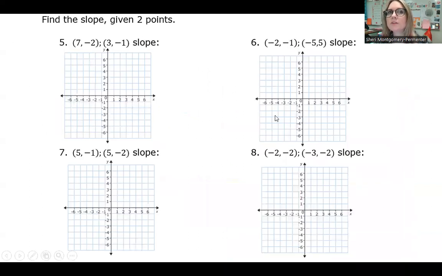So for the bottom, we are finding the slope given 2 points. So the ones that we're gonna do together are 7 and 8. But we're gonna change a few things. For question 7, we're gonna make that a -5 at the beginning. And for question 8, we're gonna make the second point, we're gonna make those positive. So my first step is to plot the points. So I'm gonna go plot those points for 7 and 8.